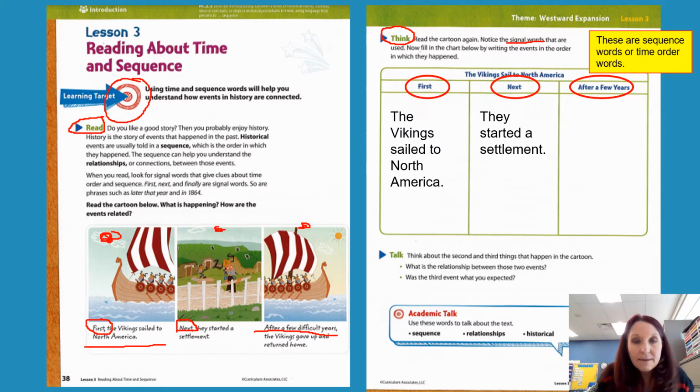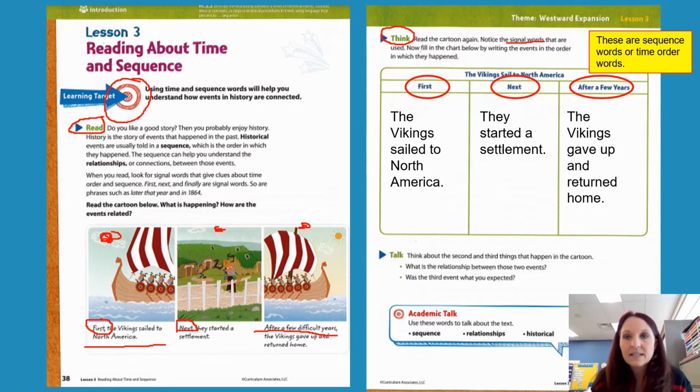Okay, what happened after a few years? The Vikings gave up and returned home. So we're going to write that in the chart. The Vikings gave up and returned home. So when you look back at this chart, you tell a story in order. First, the Vikings sailed to North America. Next, they started a settlement. And after a few years, the Vikings gave up and returned home. Using those signal words helps us understand the events and understand the story.